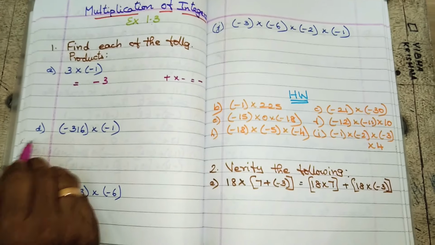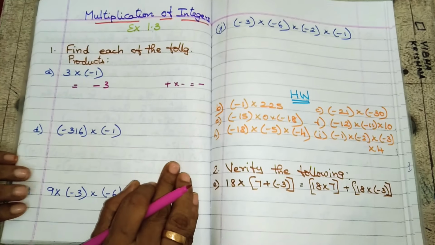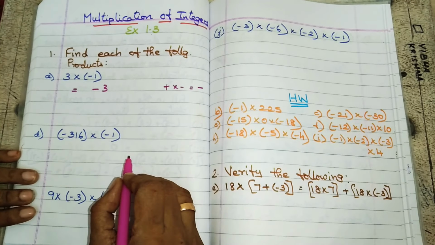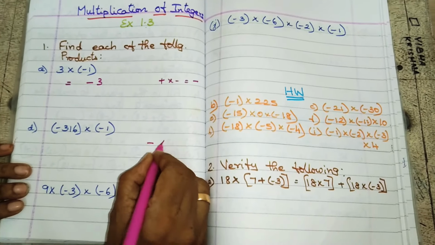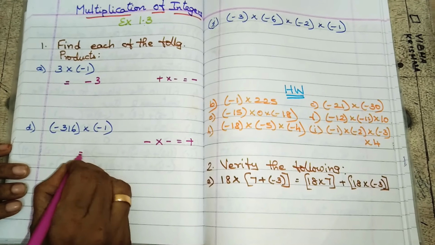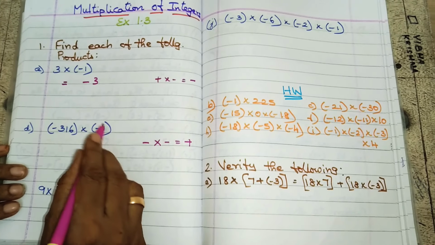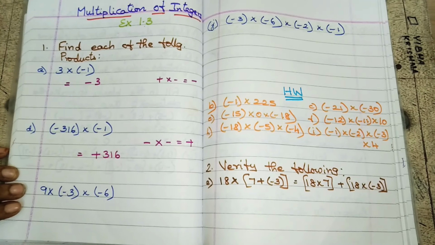Next, D sum. Minus 316 into minus 1. So now as I said, we will multiply the signs first. Two numbers have got the same sign. So minus into minus is plus. So the answer will be plus 316 into 1 is 316.